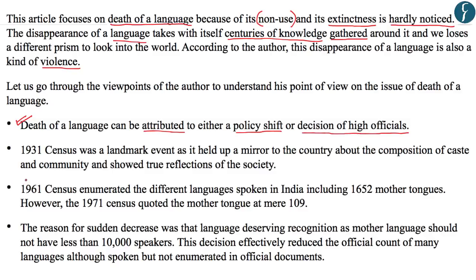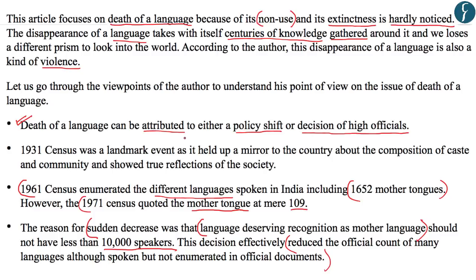Wherein, according to the author, the 1961 census gave the different languages that were spoken in India, which included around 1,652 mother tongues. However, the 1971 census data quoted the mother tongues at 109. And the reason for this sudden decrease was that under the 1971 census, a language that wanted the tag of a mother tongue should have at least 10,000 speakers. Because of this decision of the government of India, it reduced the official count of the languages spoken as mother tongues in India.